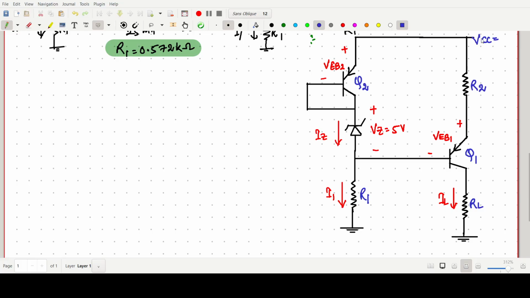So once again, this one is our 20 volt. Okay. So now we have already found this value. Once again I am writing from my starting. This one is our 20 volt. Okay. So what should be the value? 19.3 volt. So that's why this value will be 0.7 volt.